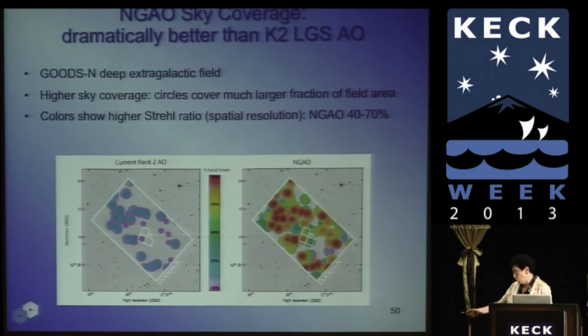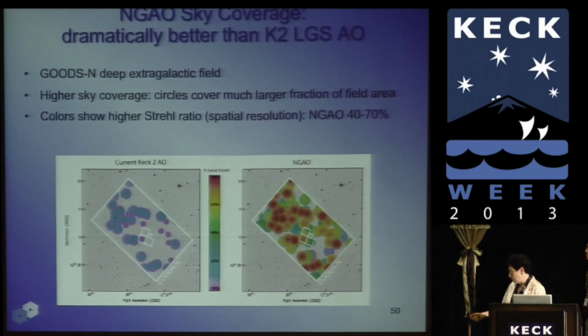So we're covering less than half of the deep field, and the best Strehl ratio that we're getting is 20%. Here's the next generation adaptive optics. First of all, we're covering a much higher fraction of the field. That's the high sky coverage part.